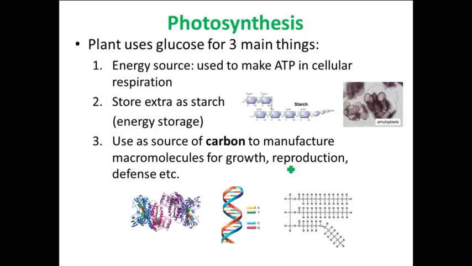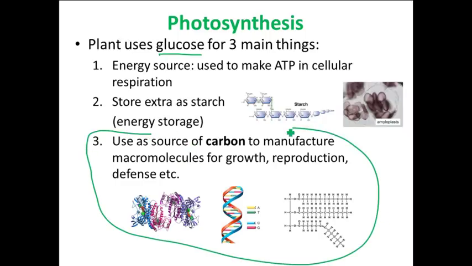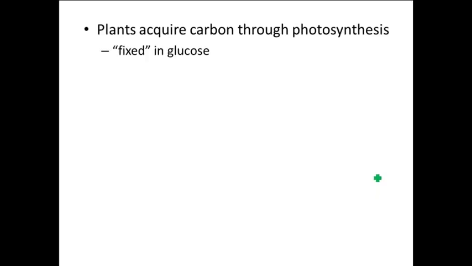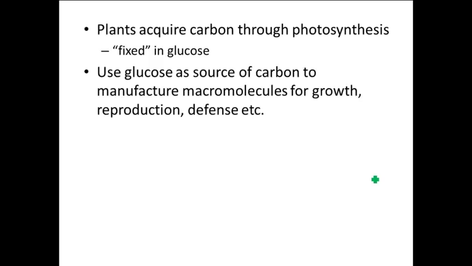Remember we talked before about what the plant uses glucose for. It uses it to make ATP, to run its own cellular processes and have energy. It can store extra as starch, and then it uses the glucose as a source of carbon to manufacture all sorts of biochemicals. I want to look at this a little more closely. Plants acquire carbon through photosynthesis. Carbon is fixed in glucose, and that glucose is used as a source of carbon to do all that stuff.